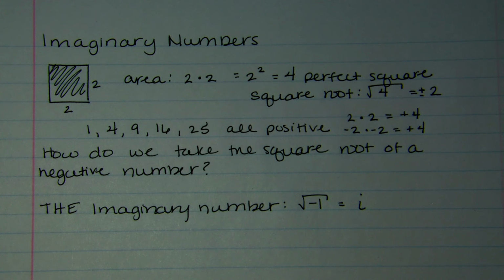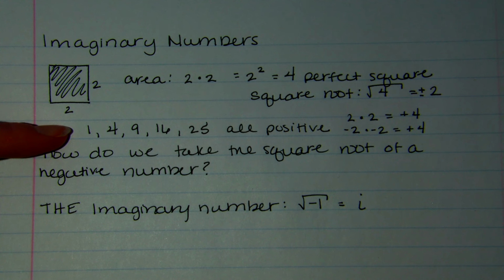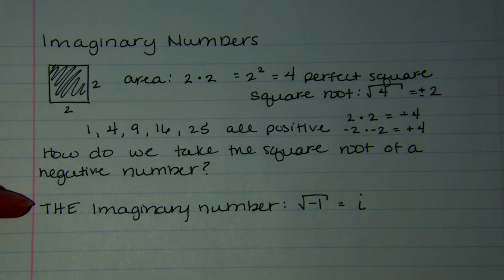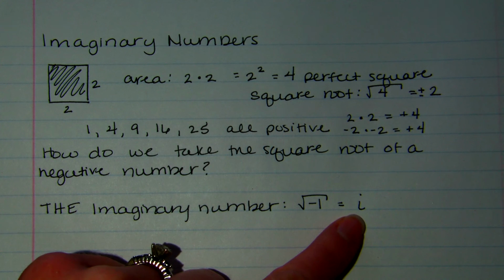So what this does for us mathematically is it opens up a whole new set of numbers for us to be able to take the square root of, to simplify square roots, to solve equations, all of these things. We can now work with numbers that we couldn't work with before, because before we were stuck with just positive numbers. And now we can take the square root of a negative number if we want. We use this symbol i.